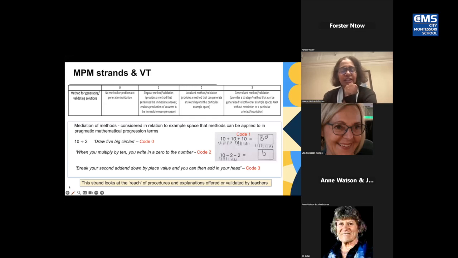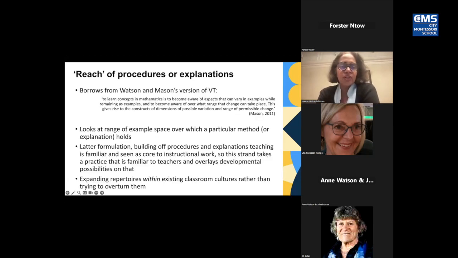So this strand, as we were thinking about it and writing about it, in some ways looks at the reach of procedures and explanations that are offered or validated by teachers. And I'll say a little bit more about the reach of procedures, because for us, it is an idea that leans quite a lot on variation theory.